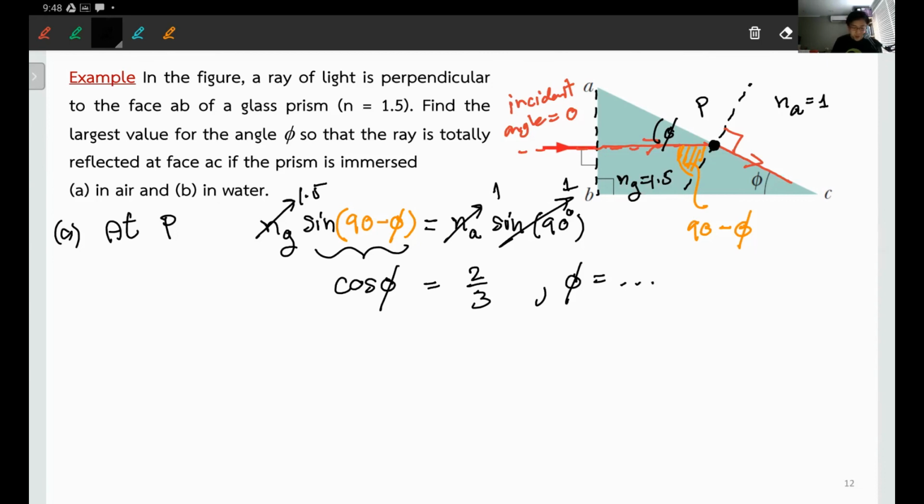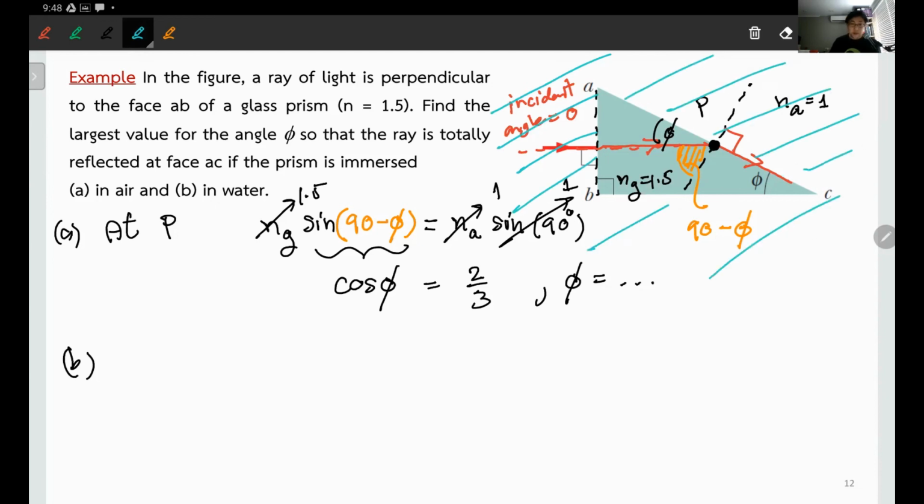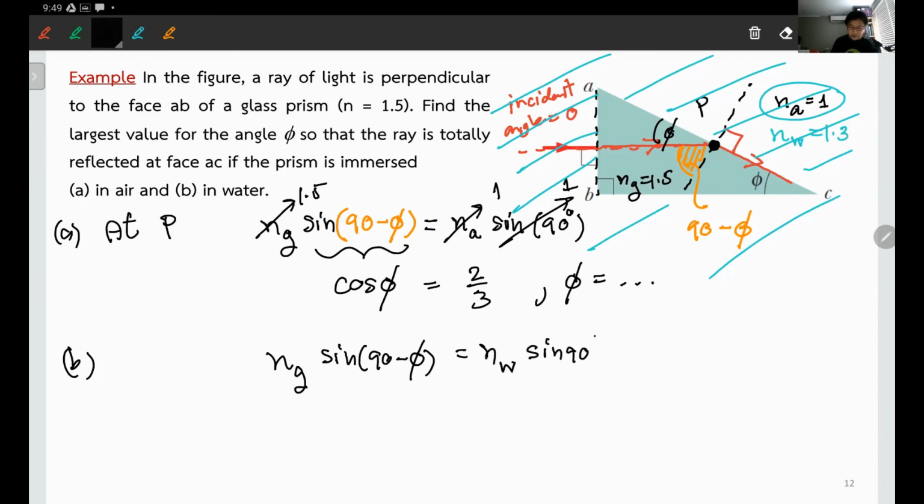Okay, very good. And of course, in part B, everything will look exactly the same except you immerse everything in water. So the only thing that you're going to have to change is this n sub A right here. So instead of n sub A, you just use n sub W for water. And it could be like, let's say 1.3, for example. But everything else looks exactly the same. So for that, you're going to say n of glass sine of 90 minus phi equals n of water sine 90. No difference. The only difference is you just substitute the air with n of the water.